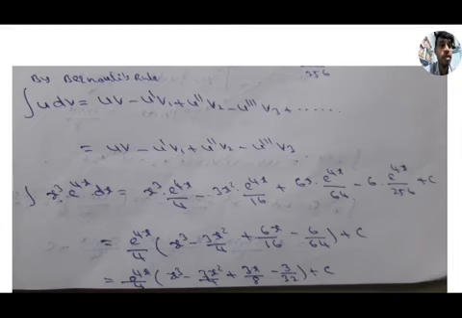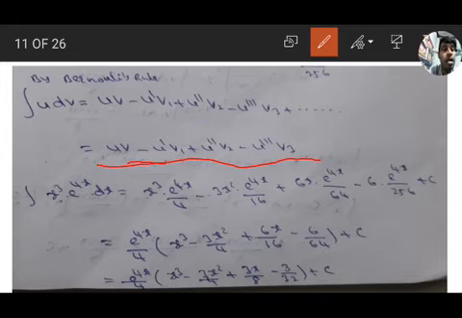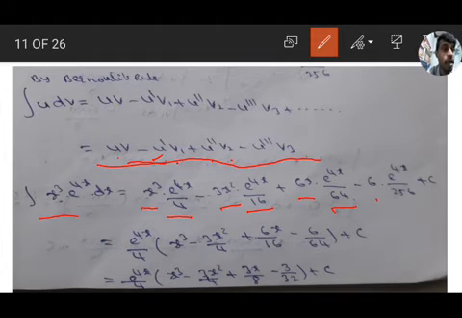So by Bernoulli's rule, uv minus u dash v1 plus u double dash v2 minus u triple dash v3. The integration of x cube into e to the power of 4x dx, where u is x cube and v is e to the power of 4x by 4, equals x cube into e to the power of 4x by 4, minus u dash 3x square into v1 e to the power of 4x by 16, plus u double dash 6x into v2 e to the power of 4x by 64, minus u triple dash 6 into v3 e to the power of 4x by 256, plus c.